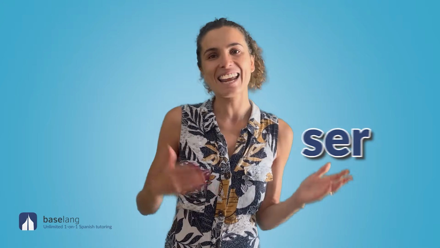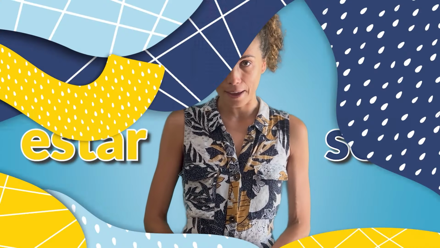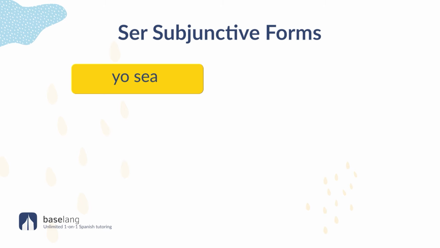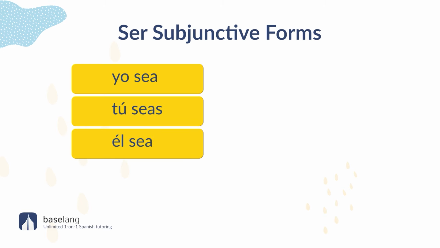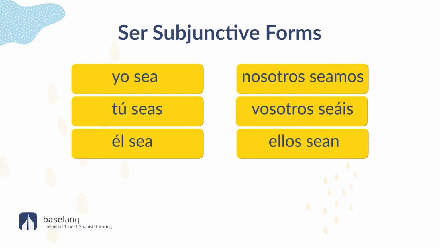But wait, there's more. Irregular verbs like ser and estar have their own set of rules when it comes to conjugating them. Example, for ser, the subjunctive forms are yo sea, tú seas, él sea, nosotros seamos, vosotros seáis, ellos sean. These forms don't follow the usual conjugation rules, so it's important to memorize them.